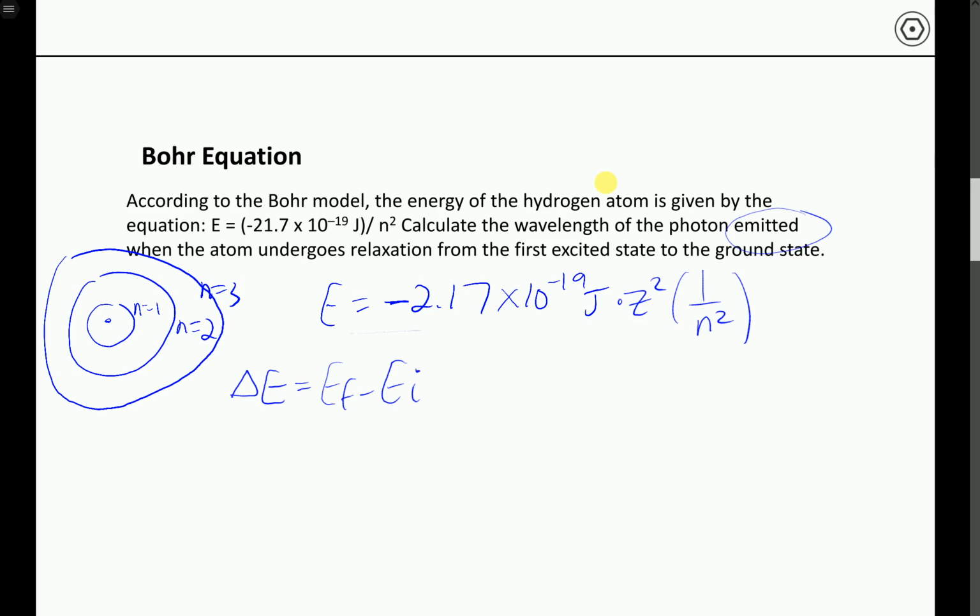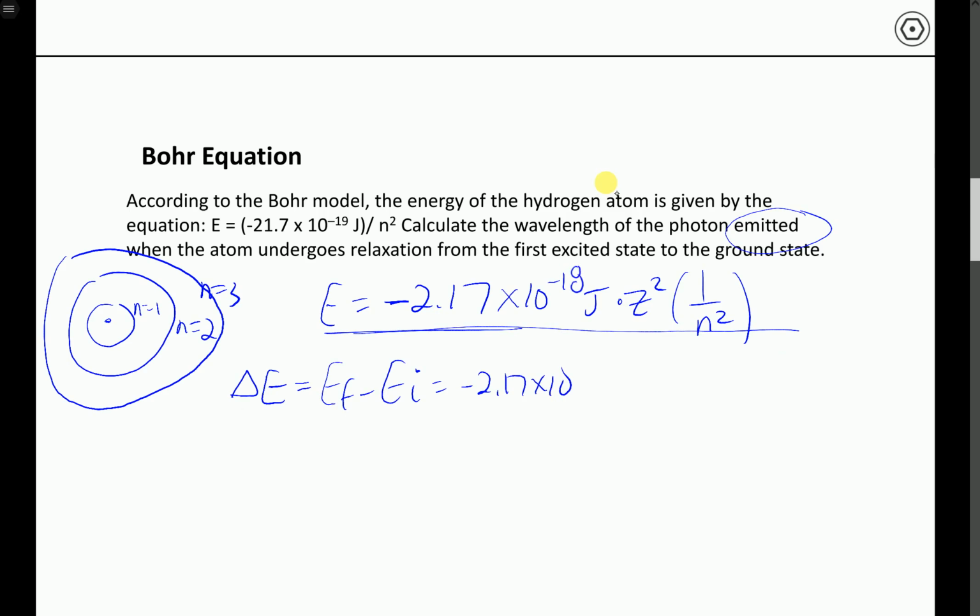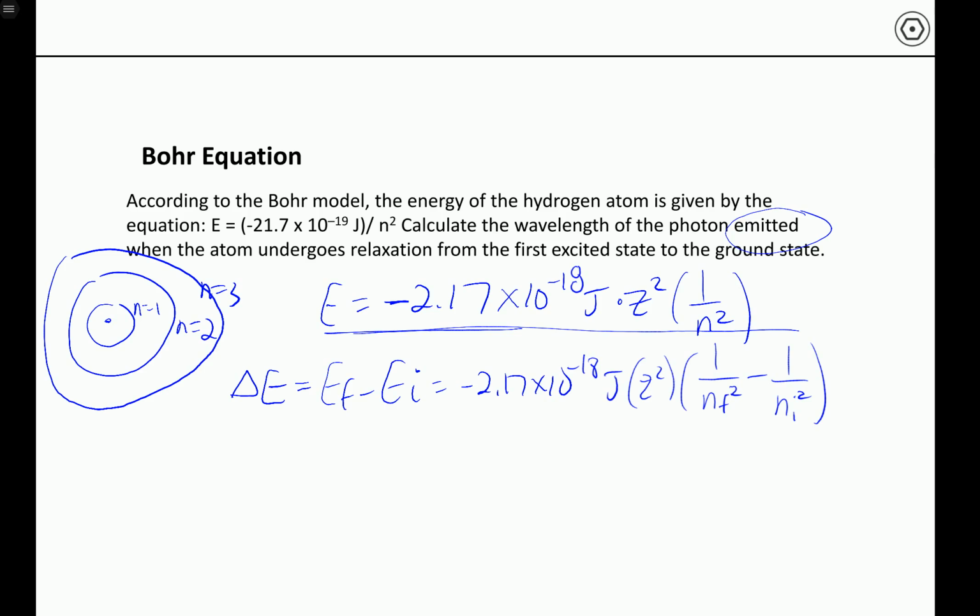So if we take this equation up here and subtract it from itself with two different values of n, we get minus 2.17 times 10 to the minus, whoops, that should be 18, times Z squared, which is still 1 for hydrogen, and then 1 over n_f squared, so that's the final value of n, minus 1 over n_i squared. So what we want to do in this problem is first find delta E using the two different n values.